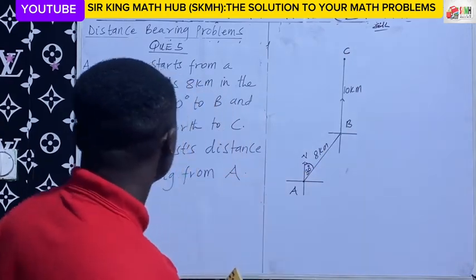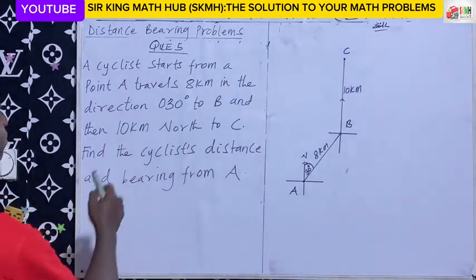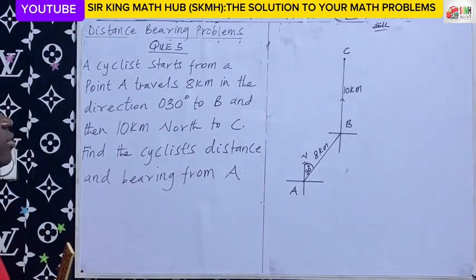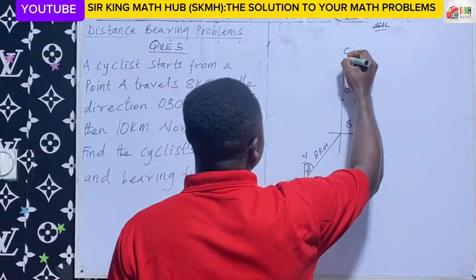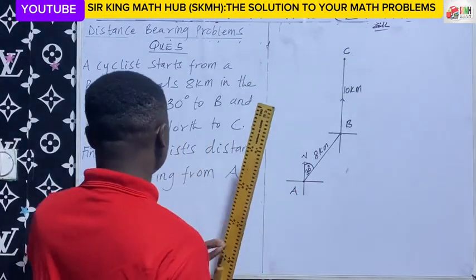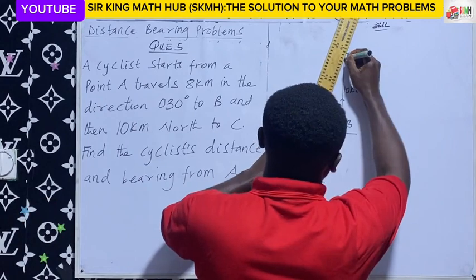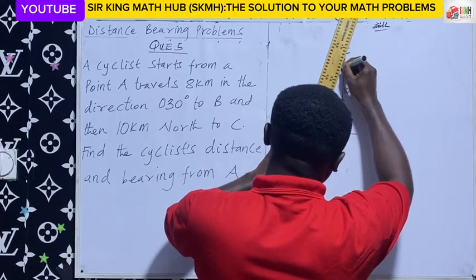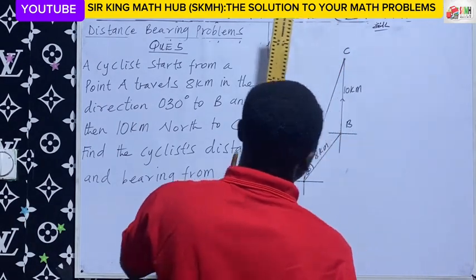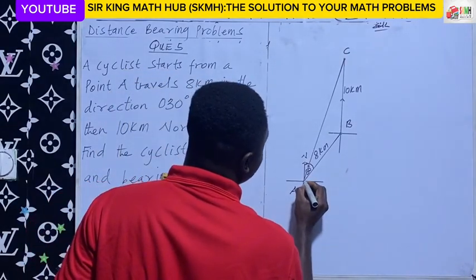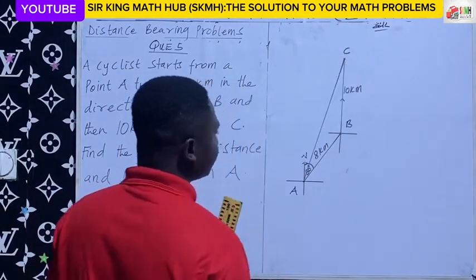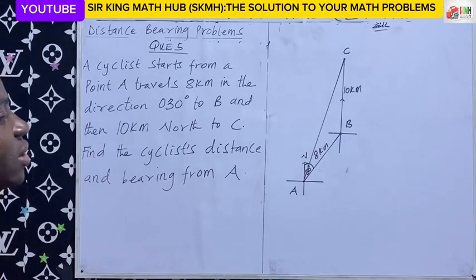So what are we looking for? We have to find the cyclist's distance and bearing from A. So this is his destination. We want his distance from A, so the distance between his destination and the starting point. So we are looking at this distance, line AC. So how then do we calculate line AC? It becomes very difficult.